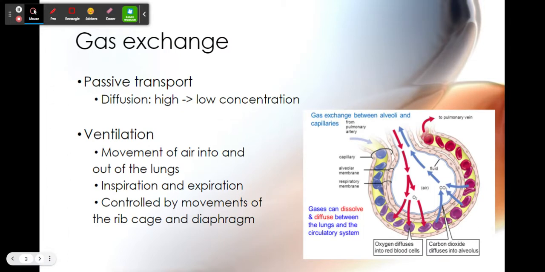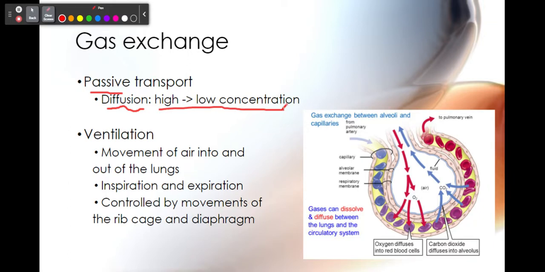So talking about this gas exchange idea and how it is passive transport. So passive transport, no energy required. We're carrying out diffusion. Diffusion is always going from a high to low concentration. So what ventilation does is it makes sure that we have a high concentration of oxygen in the lungs and then a lower concentration of CO2 in the lungs, so that the CO2 will move from the blood to the lungs and the oxygen will move from the lungs to the blood.